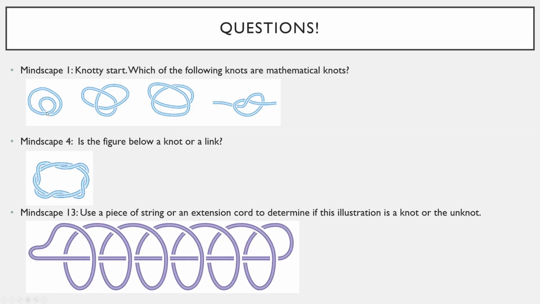You can have the unknot, but here you could see when you have two ends. So here, this has a knot in it. This is a trefoil knot. This one has a knot in it, but here you have two ends. So this is the only one that is not a mathematical knot.